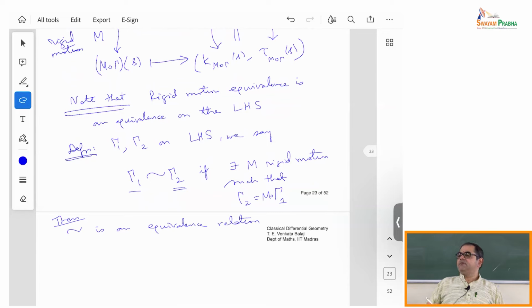Okay, what is an equivalence relation? An equivalence relation on a set is a relation on a set. A relation on a set just says when one member of the set is related to another member of the set. Okay, that's what an equivalence relation is.